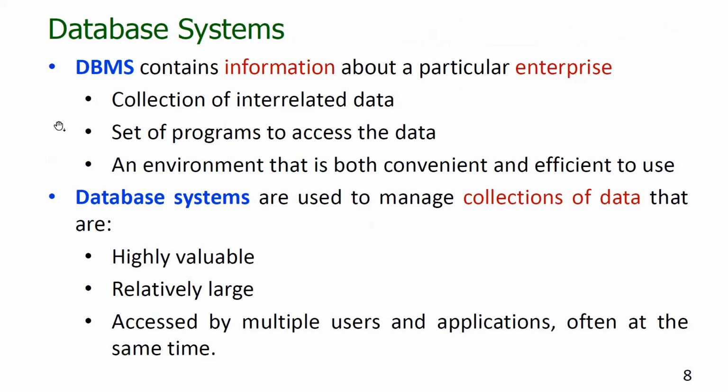Then coming to database systems. Here, a database management system contains information about a particular enterprise. What type of data does it contain? A collection of interrelated data, a set of programs to access the data, and an environment that is both convenient and efficient to use the data. Database systems are used to manage collections of data that are highly valuable, relatively large, and accessed by multiple users and applications, often at the same time. These are the database systems and their functions.